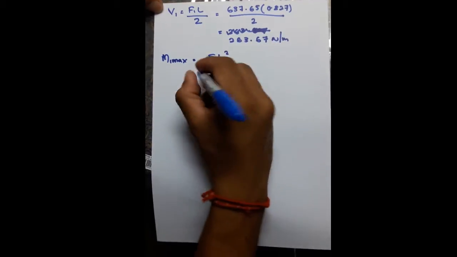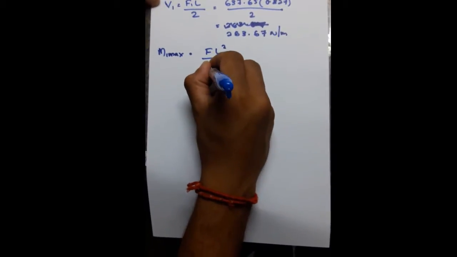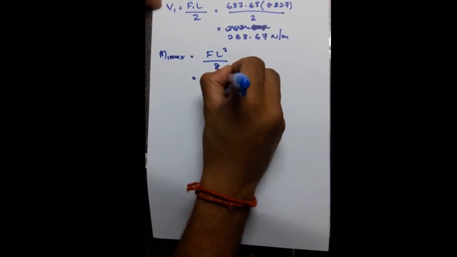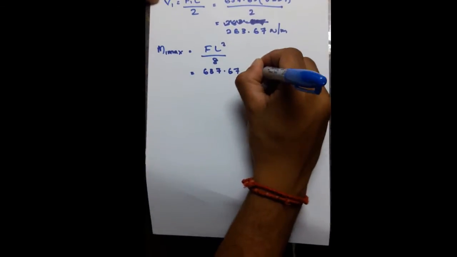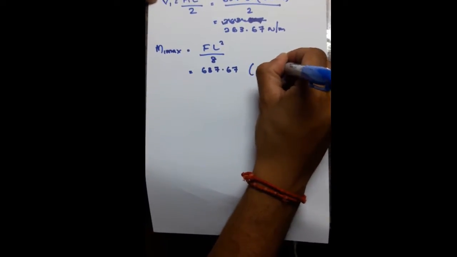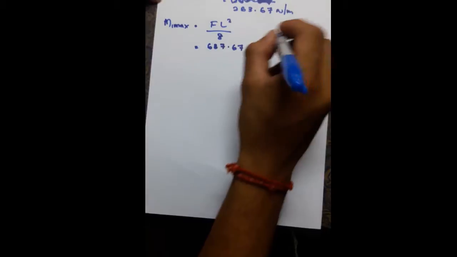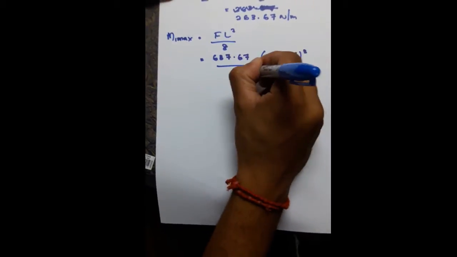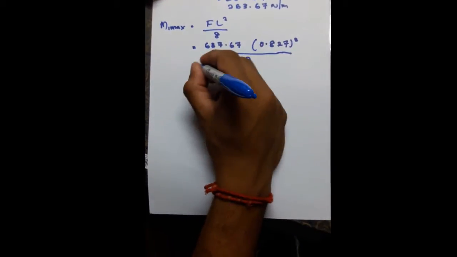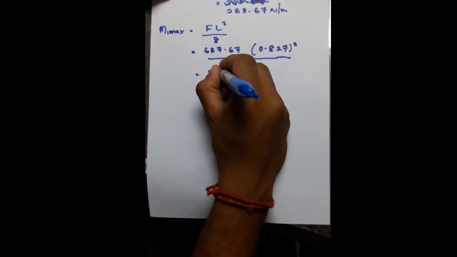Now we are trying to find the maximum moment for the first person, which is the lightest person hung on the pull-up bar. The force given by him is 687.67 newtons.